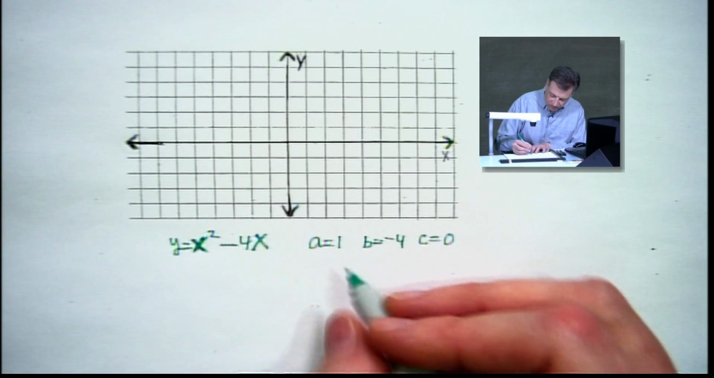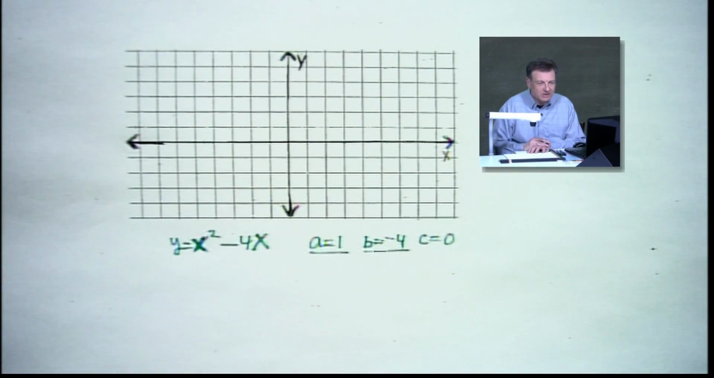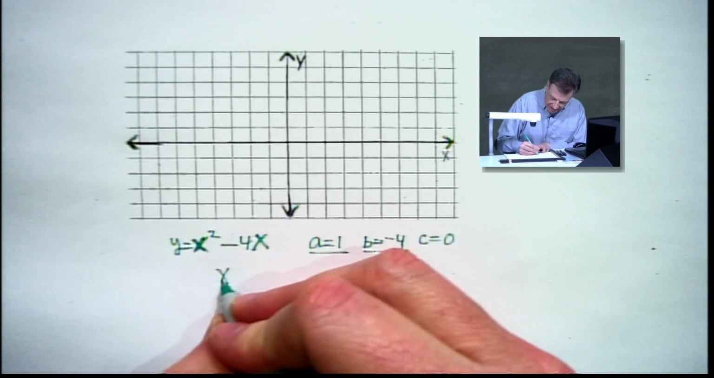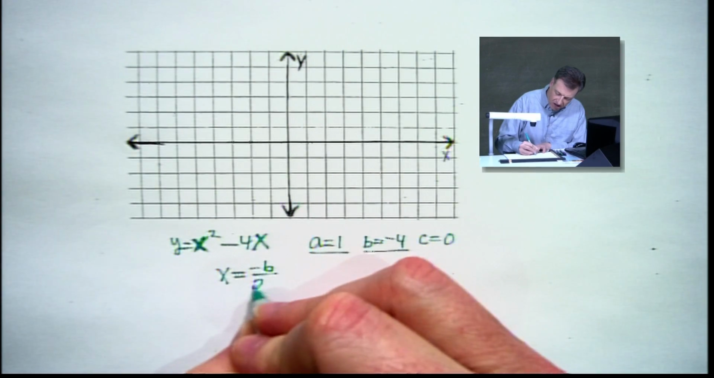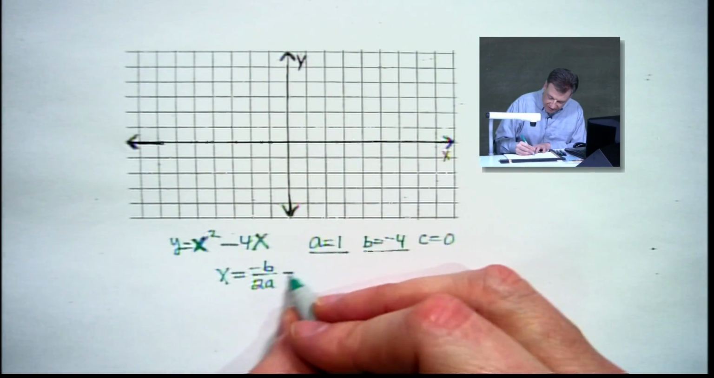And I want to go ahead and say that a is 1, b is -4. Let's put it in the formula and see what comes out, all right? Here we go. We got x equals the opposite of b all over 2a, all right? And let's see what happens when we do that.